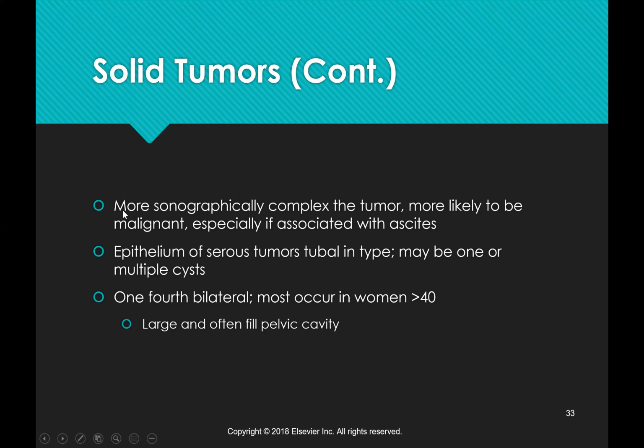So our rule generally is the more sonographically complex the tumor, the more likely it is to be malignant, especially if it's associated with ascites. So I want you to remember that. If you see something more simple, the more likely it is to be benign. Epithelial serous tumors are the most common.